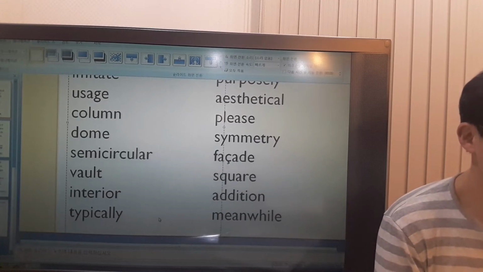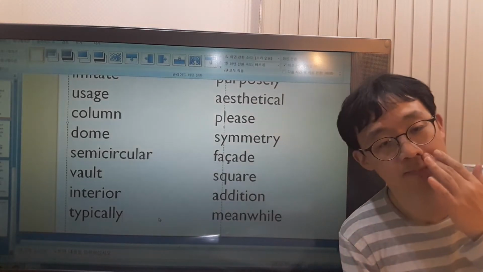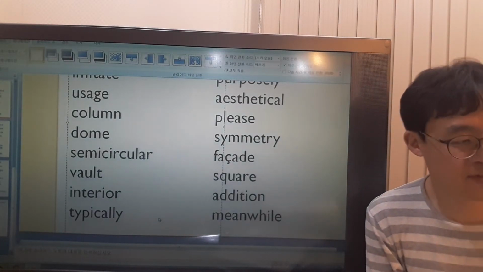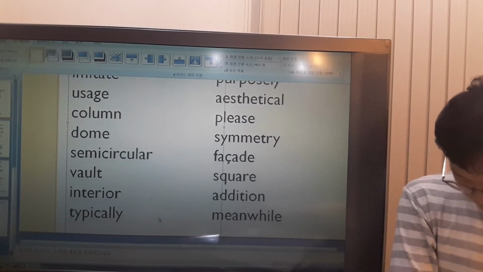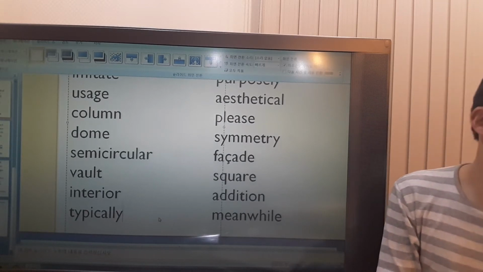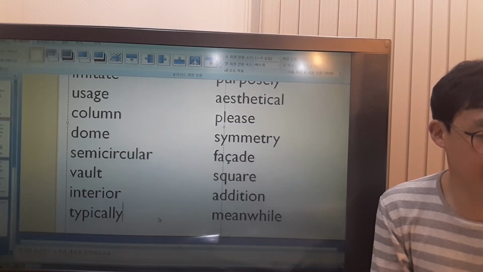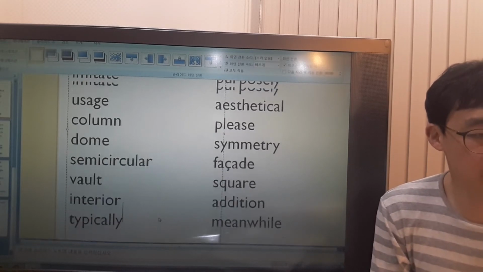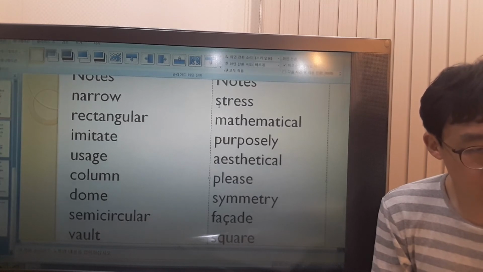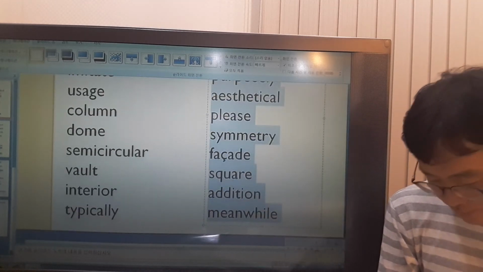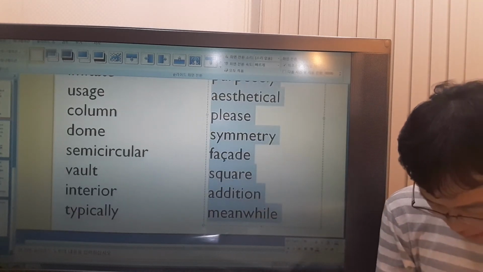Typical is the adjective of type. What is a type? Type is a group of things having the same characteristics, all right? Typical means having the most usual characteristics of a kind, of a type. Do you understand? So typically means normally.